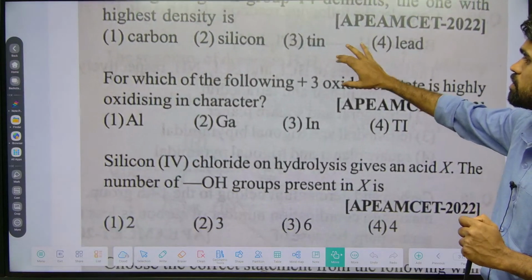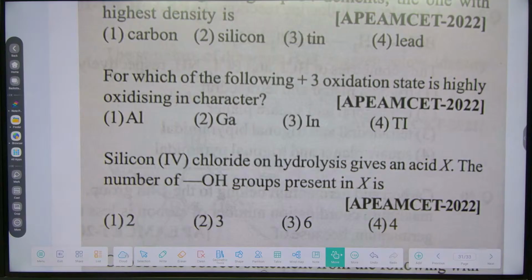Just tell me for this question, an EAPCET question. For which of the following is the +3 oxidation state highly stable, with highly oxidizing character? Once again, read it. They are not asking about stability. Once again, read it.